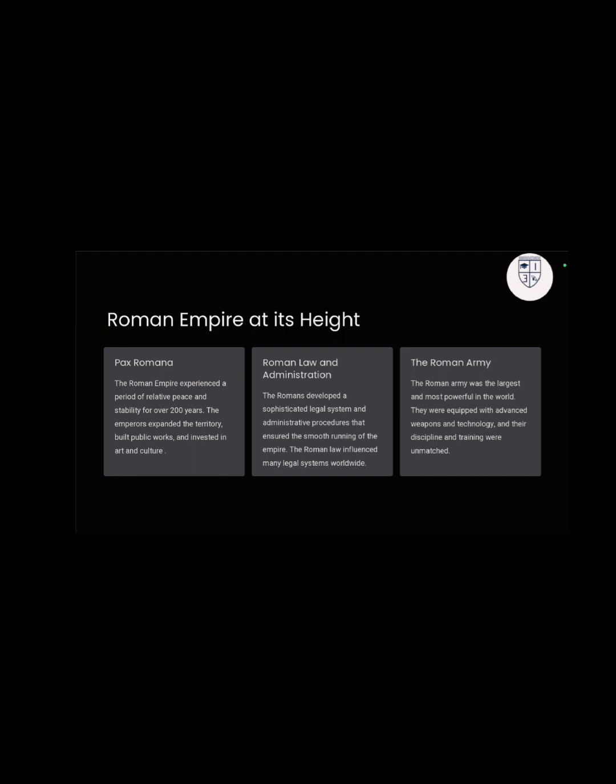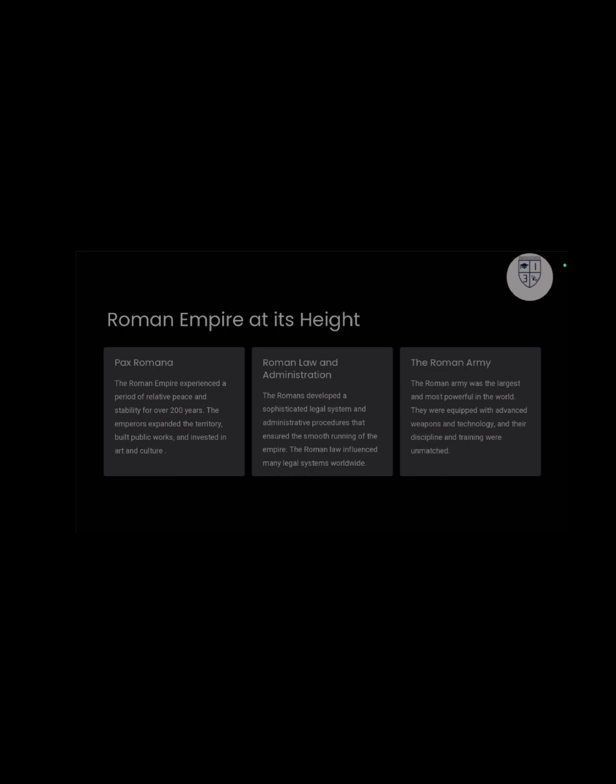Roman law and administration. The Romans developed a sophisticated legal system and administrative procedures that ensured the smooth running of the empire. Roman law influenced many legal systems worldwide. The Roman army. The Roman army was the largest and most powerful in the world. They were equipped with advanced weapons and technology, and their discipline and training were unmatched.